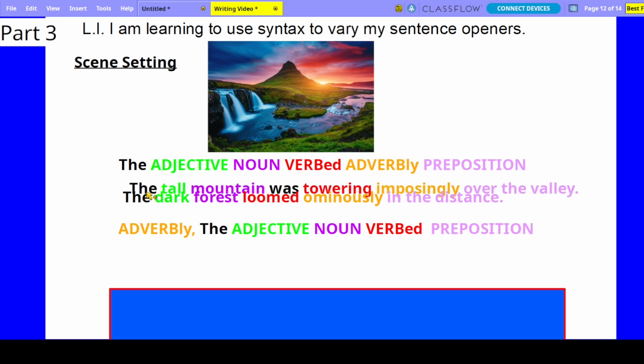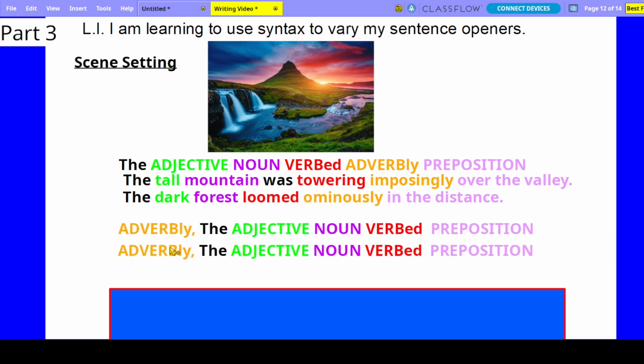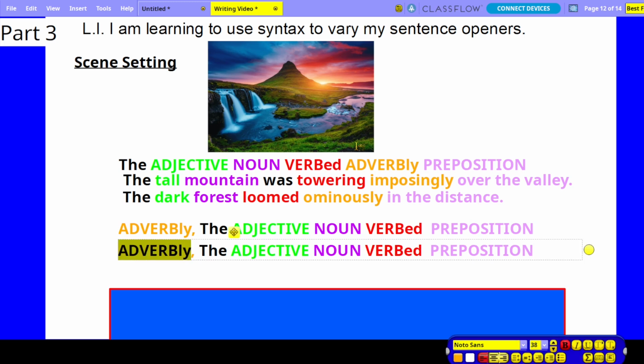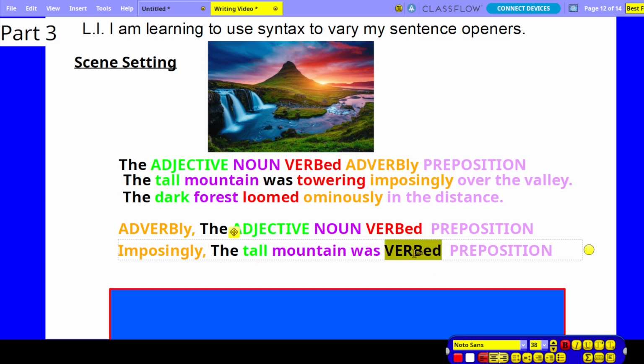So let's take this one here. The tall mountain was towering imposingly over the valley. Well, we're now being told to start with the adverb. So let's try that now. The adverb is imposingly. So I'm going to change that there. Should be a capital. It's the start of a sentence. Imposingly. What was the adjective? It was tall. Noun was mountain. And it was towering. Was towering. And where was it towering? Over the valley. I forgive any wee typos as I'm going here.